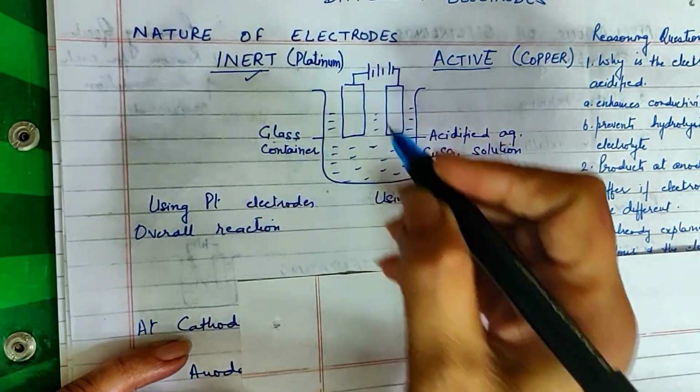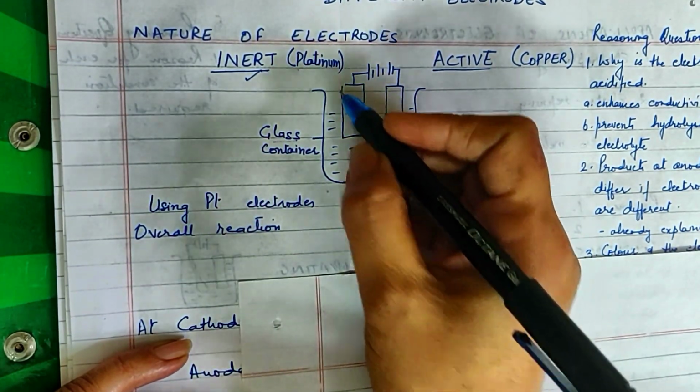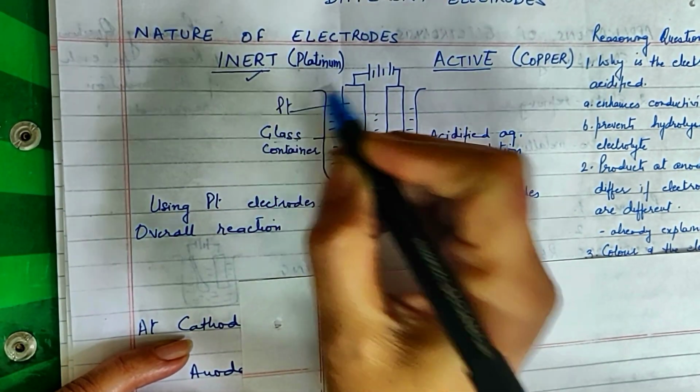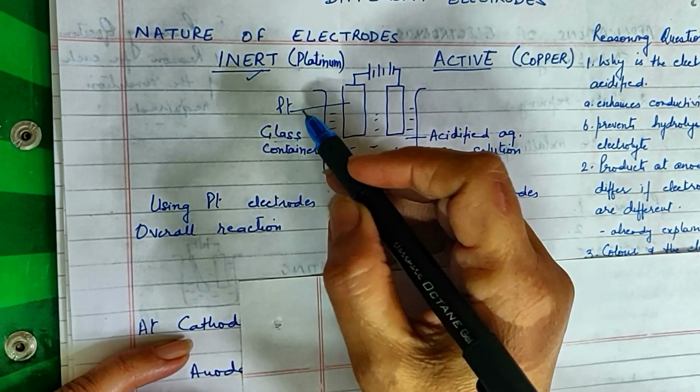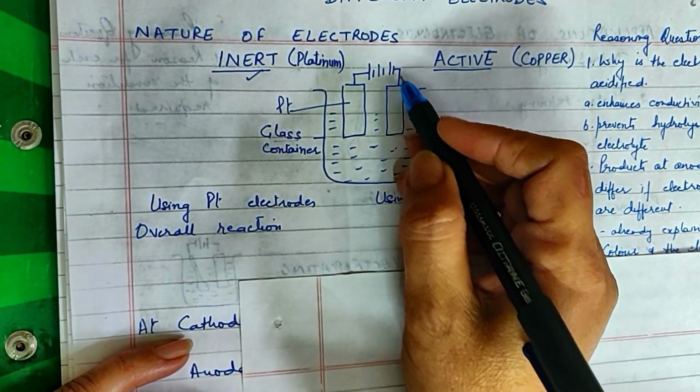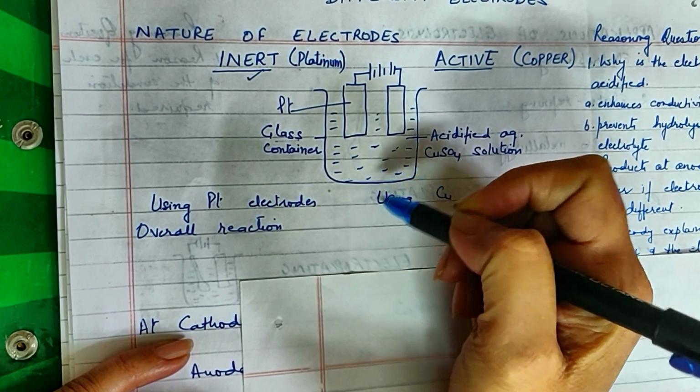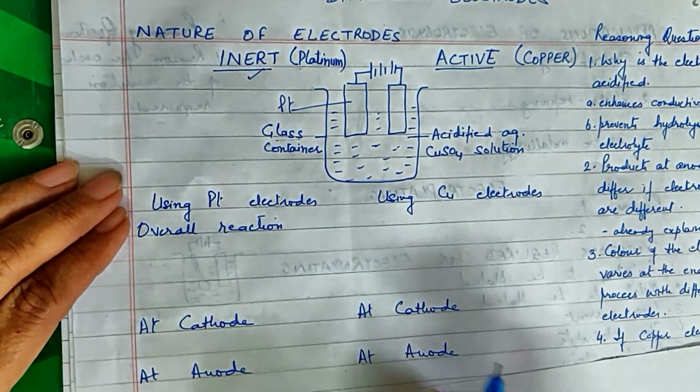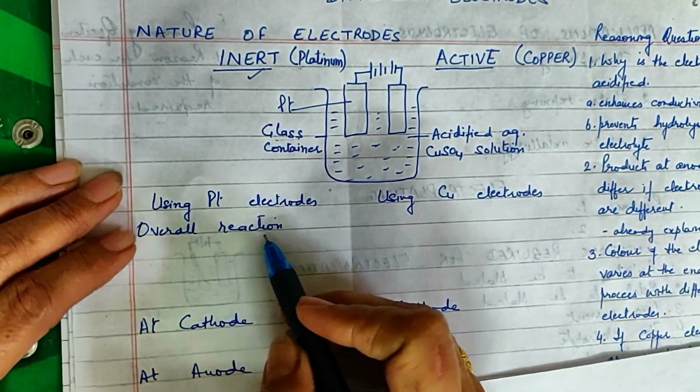First we will talk about the inert electrode. So these are the electrodes which are made up of platinum. The one connected to the positive terminal is the anode. The one connected to the negative terminal is the cathode. Now the first thing we are going to write is the overall reaction.